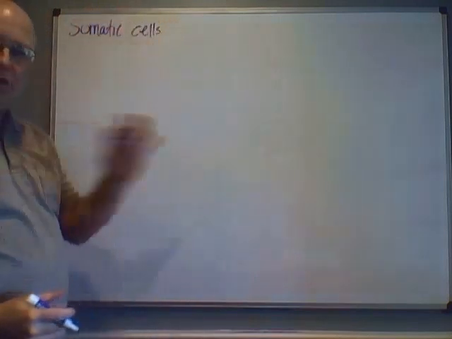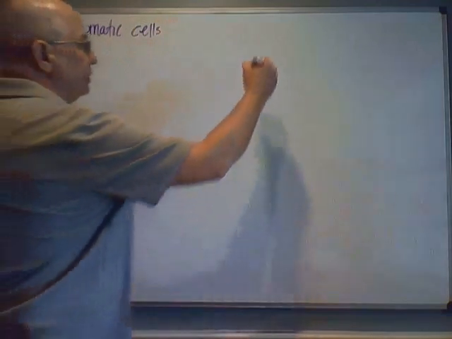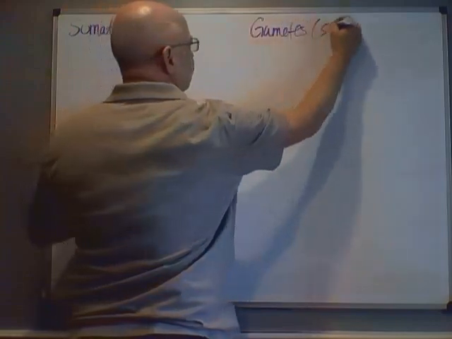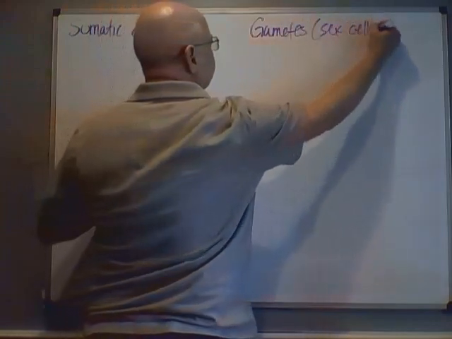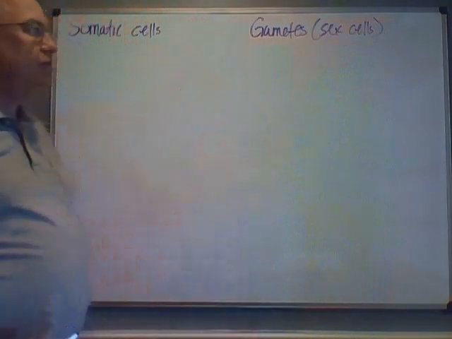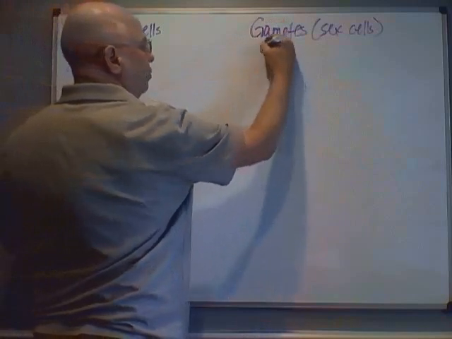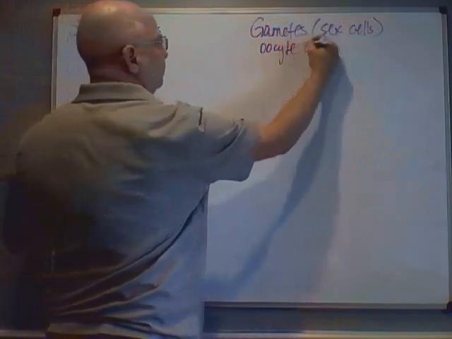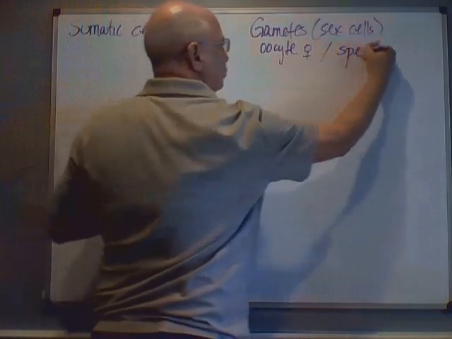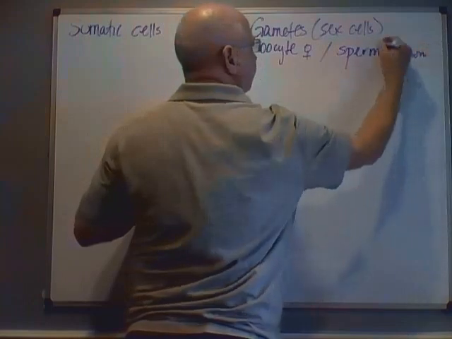Somatic cells are all of the cells of the human body except for what we call the gametes. Another way to say gametes is the sex cells, the cells that you make depending on what your sex or gender is. The gametes can be called the oocyte if you're a female, or the spermatocyte or spermatozoan if you're a male.